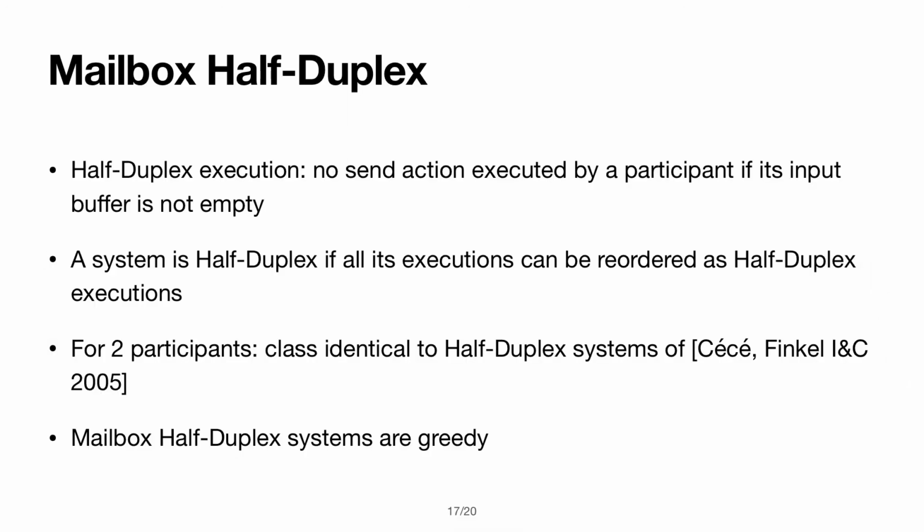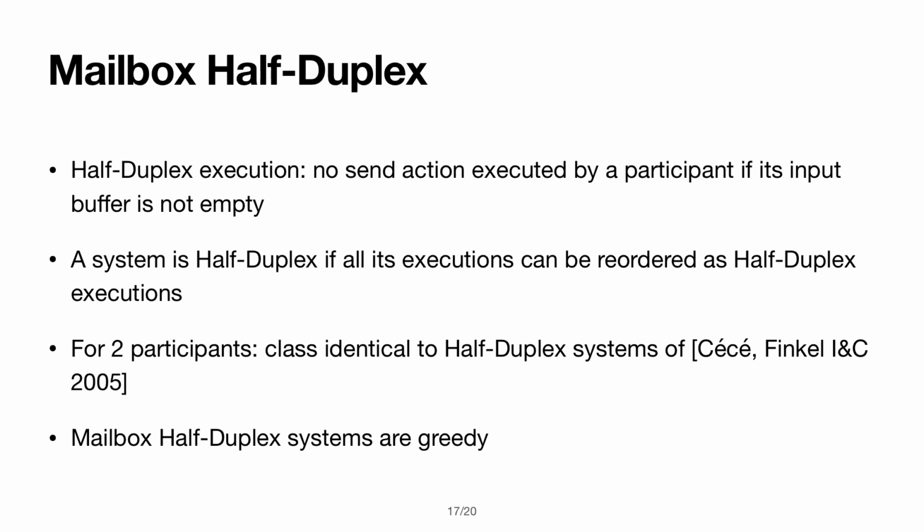Our goal was to generalize the half-duplex notion, so we also introduced another class of systems, the mailbox half-duplex systems. We define them a bit like we did for greedy systems. We begin by defining a half-duplex execution, which is an execution where no message is sent by a participant before receiving all the pending messages in its queue. From this we can define a half-duplex system, which is a system for which all executions can be reordered as half-duplex executions. For two participants, our definition is identical to the one of binary half-duplex systems we presented earlier.